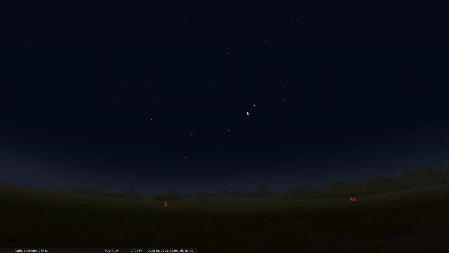The legends around Scorpius include an epic battle between him and another legend of the sky, Orion the Hunter. We'll learn all about that battle when we take a look at Orion in our Winter Sky episode. Stick around. The bright star in the scorpion's heart is called Antares.